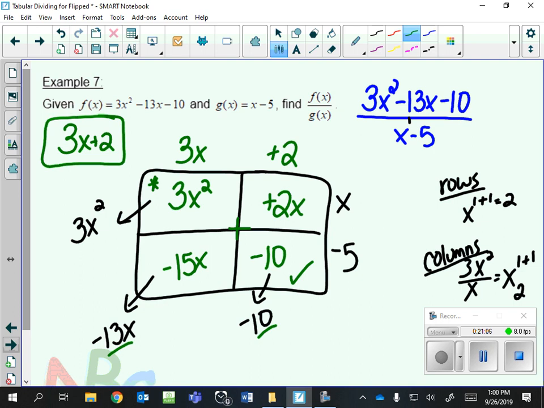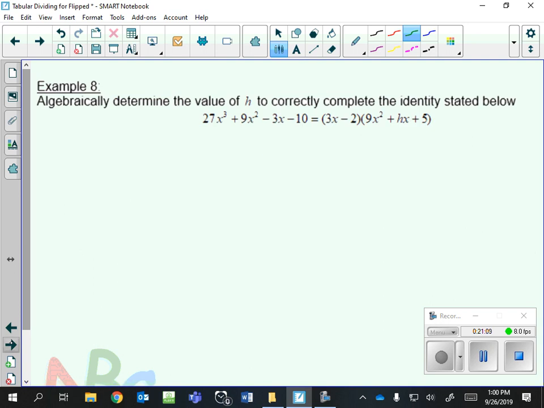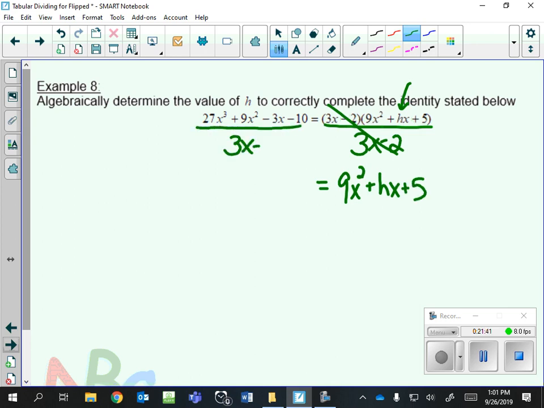Okay, from here, let's take a look at example 8. This was a Regents question. It's a dividing question, but they ask it a little differently. Algebraically determine the value of h to correctly complete the identity stated below. So this is what I'm looking for. I don't want to have to sit here and use the box method on the right side because I have multiple variables. So instead, I'm going to divide by 3x minus 2. But I know that if I divide on the right side, I have to divide on the left. So now I'm going to use the tabular method to divide.